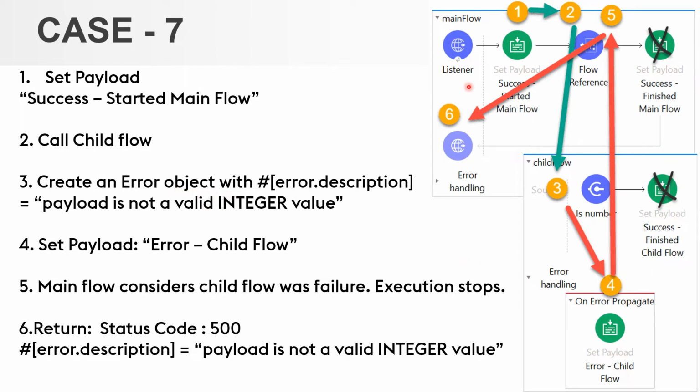Now, when you propagate this error, what will be received by the main flow? Status code 500 and payload is not a valid integer type. And it is going to send exactly the same to your client. In this case, this set payload success finish child flow and this set payload success finish main flow are never going to get executed. Here, because it got error code 500, it directly went and sent error to client. If it would have been 200, it would have moved further, but because it has got 500, it is directly responding with an error message to your client.